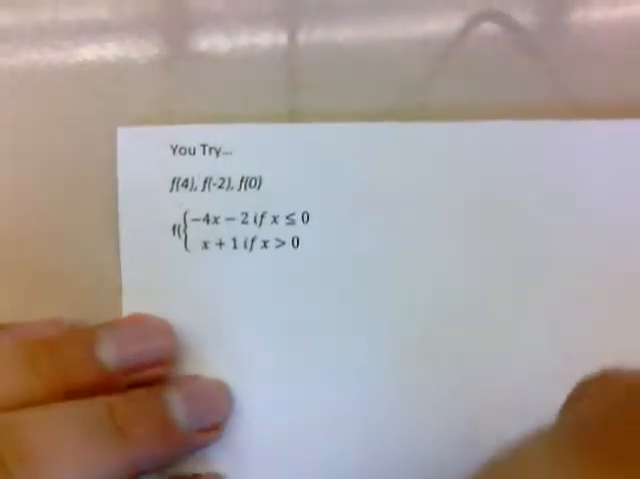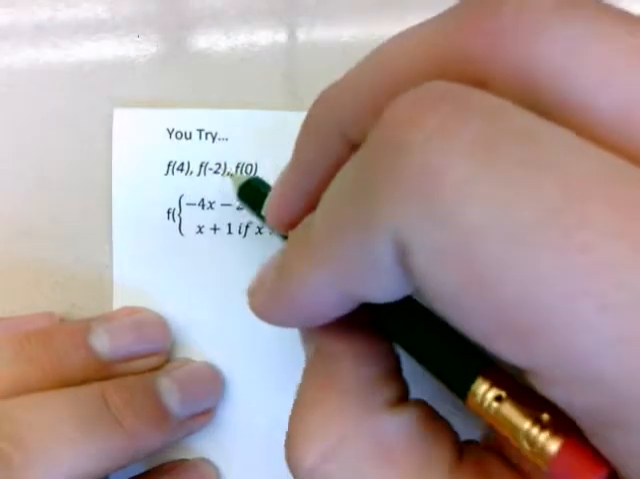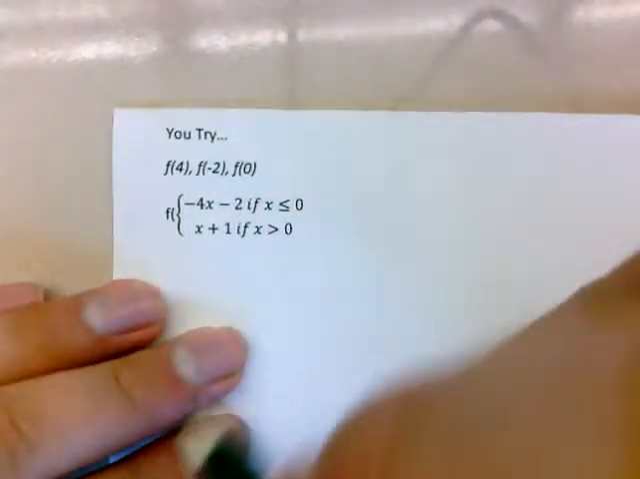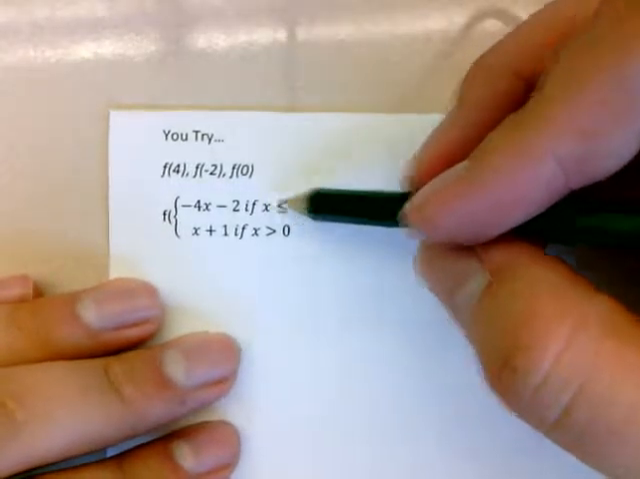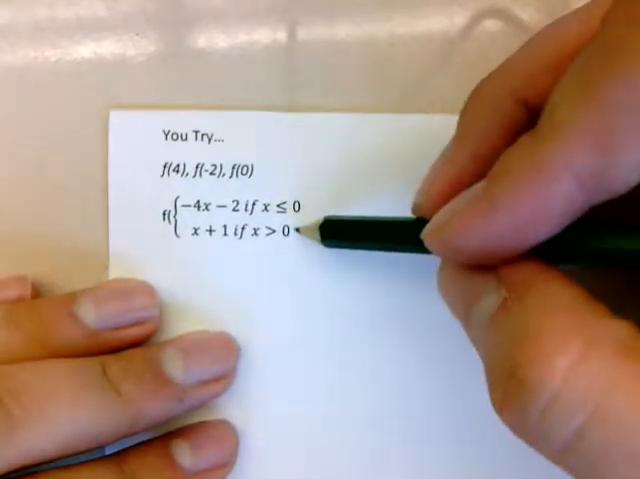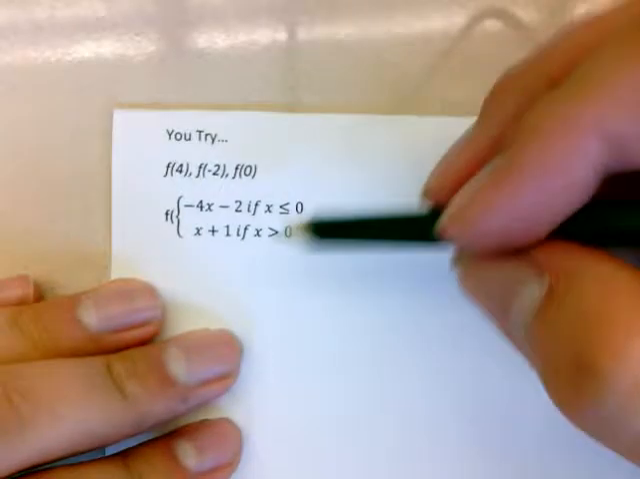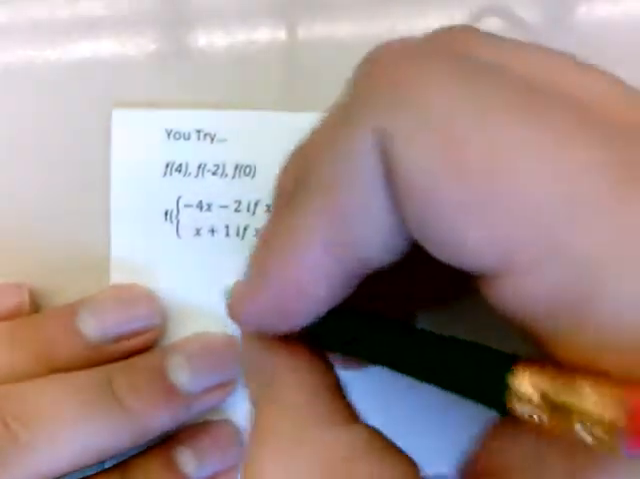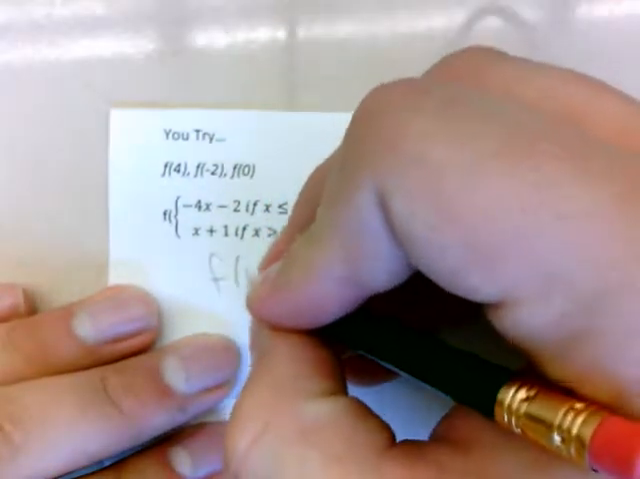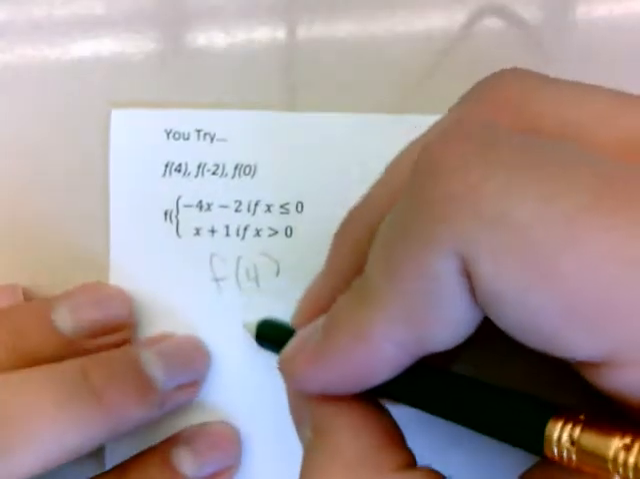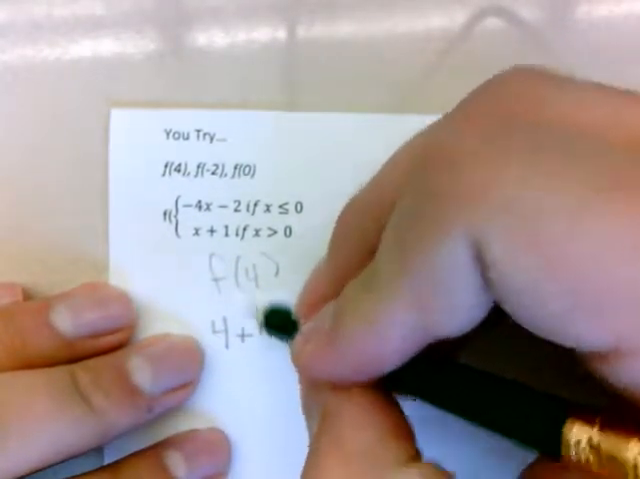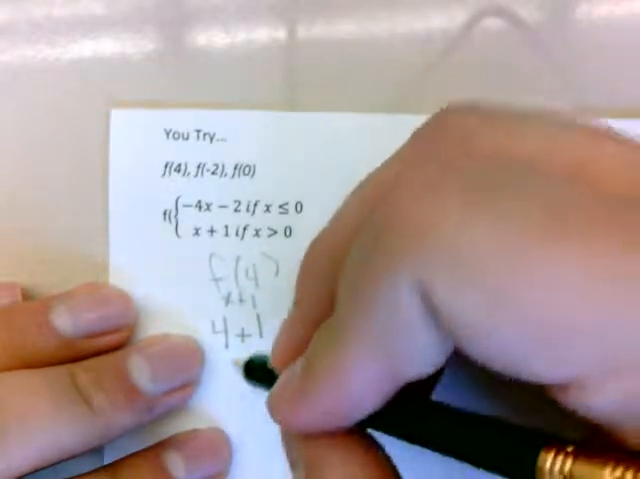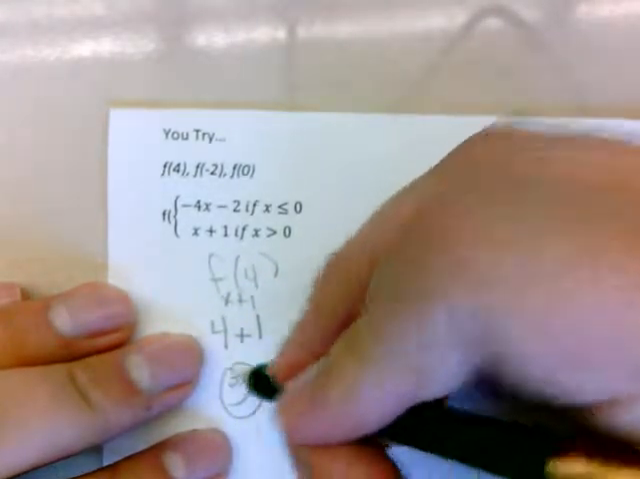Okay. So this time we're using f of 4, f of negative 2, f of 0. So f of 4. Let's see which one f of 4 fits in. Is it less than or equal to 0 or greater than 0? Well, 4 is greater than 0, so we're going to have to use this one right here. So f of 4 is going to be 4 plus 1, because it's x plus 1, which equals 5.